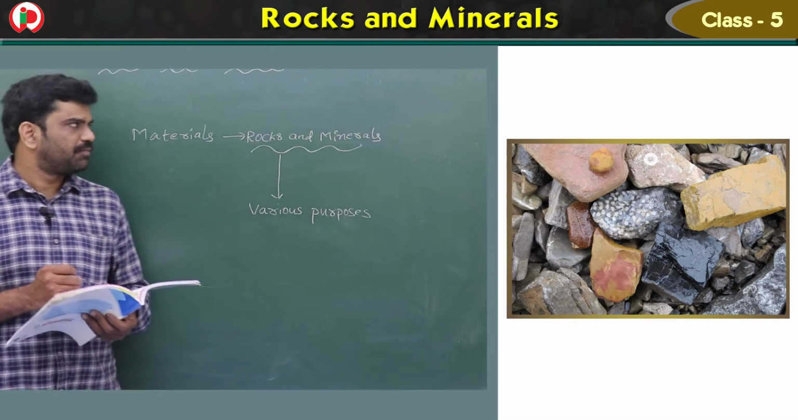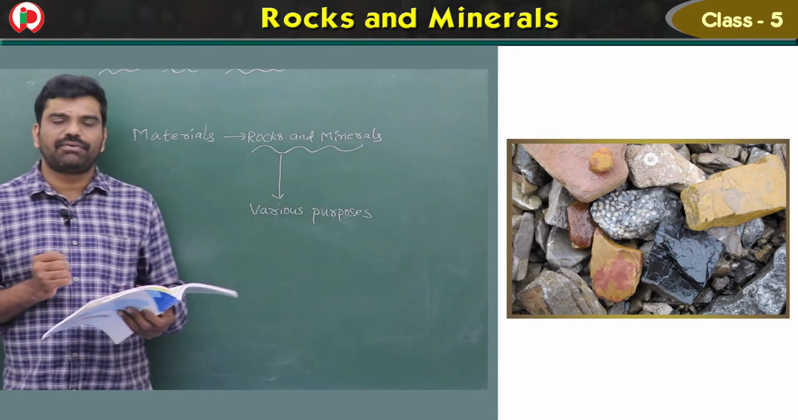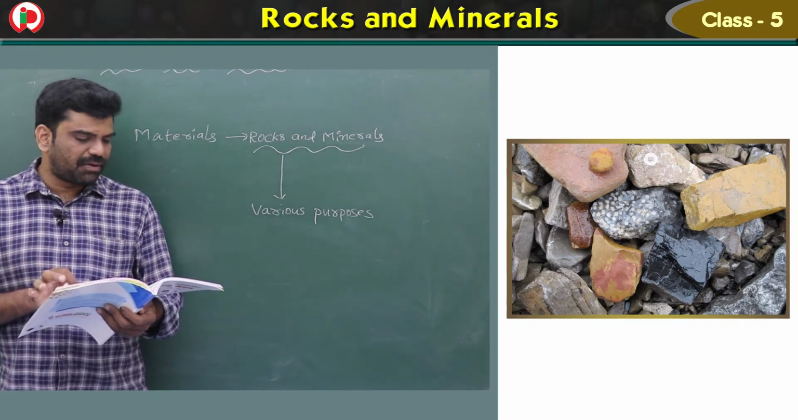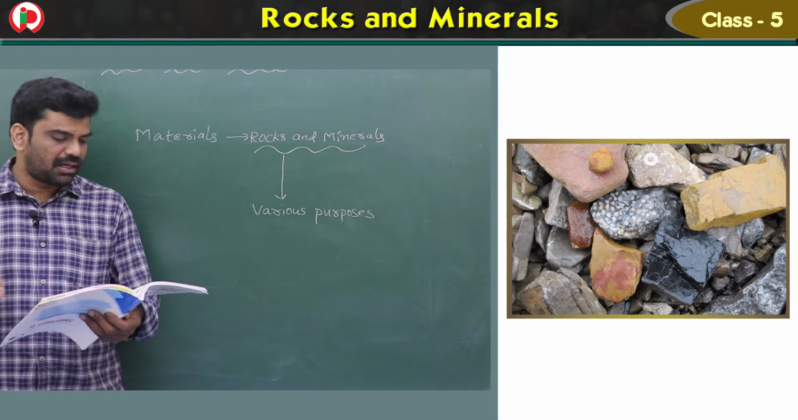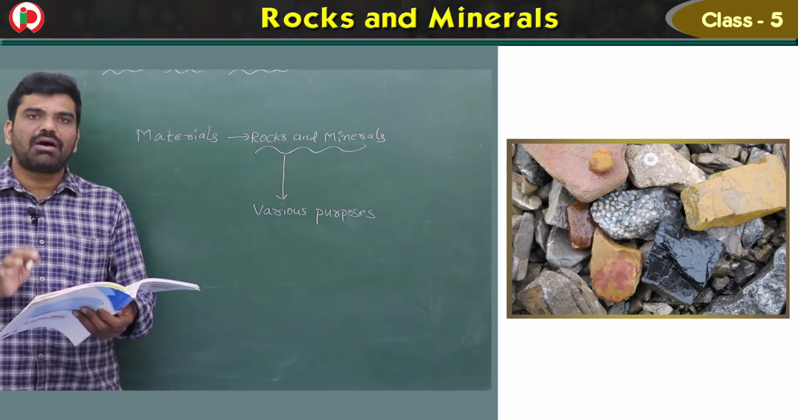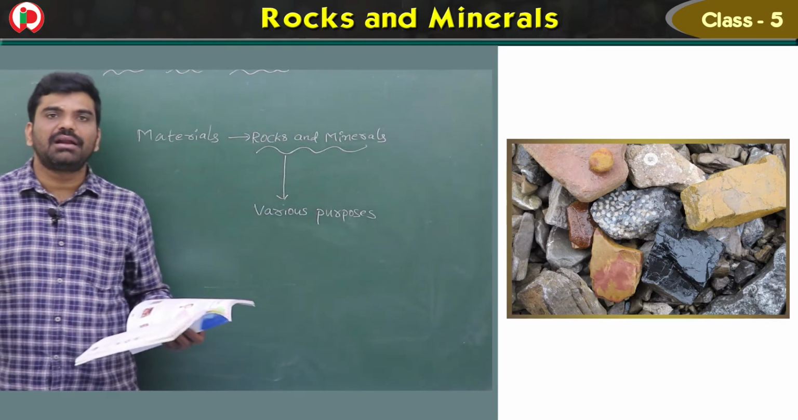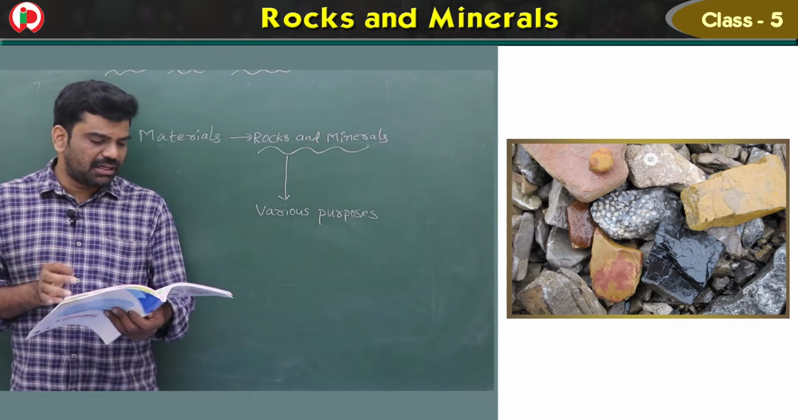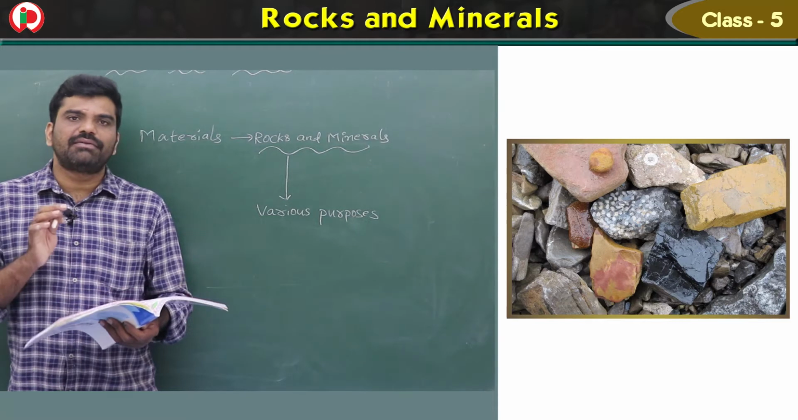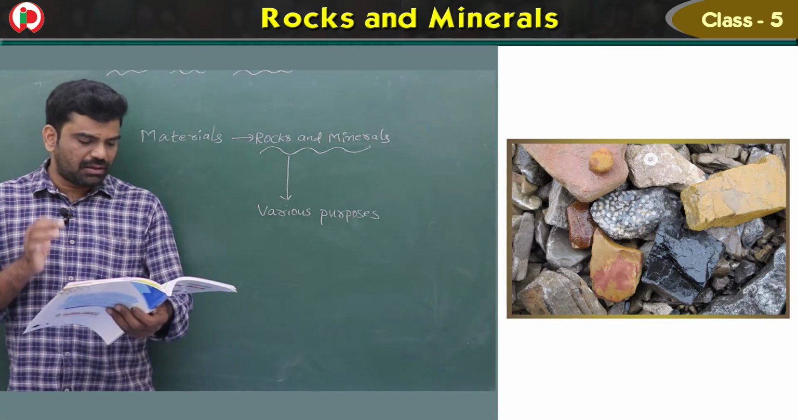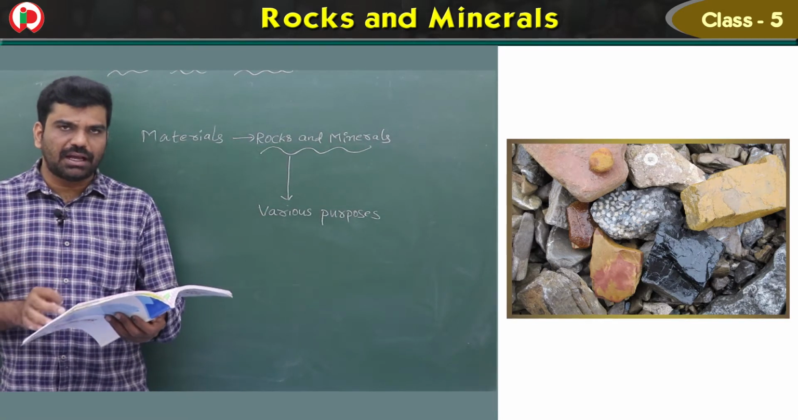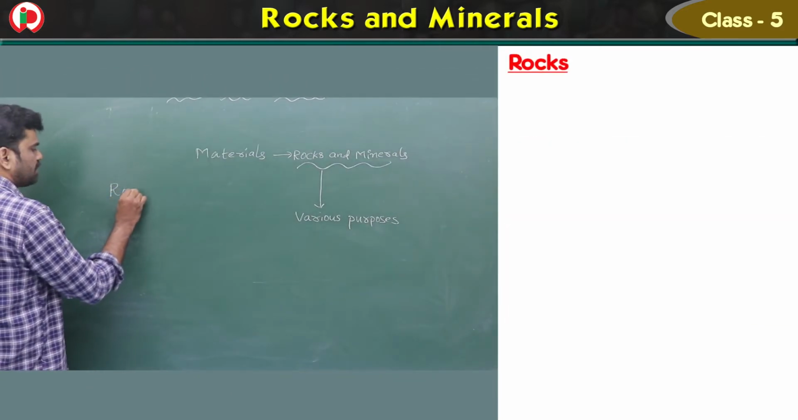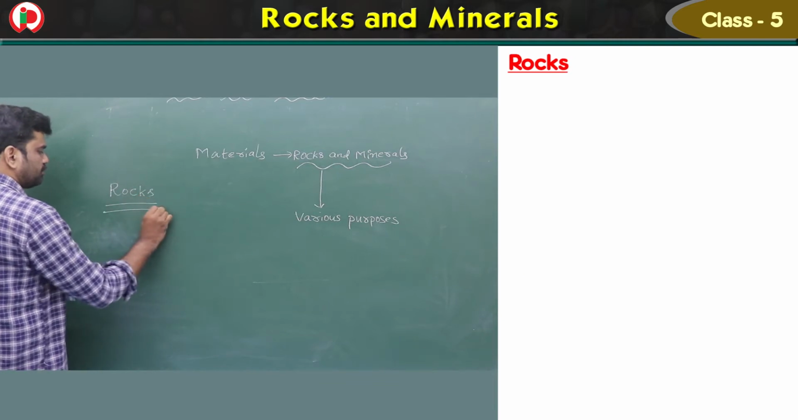We see different types of materials around us. Some materials are made up of rocks and minerals. We use rocks and minerals for various purposes. Let us read further to know about some of them. Now we are going to learn about rocks, the types of rocks and the minerals. Now let's see, the first one is rocks.